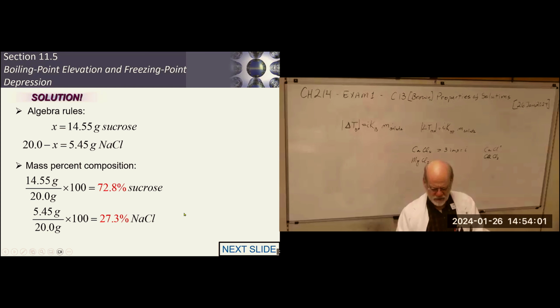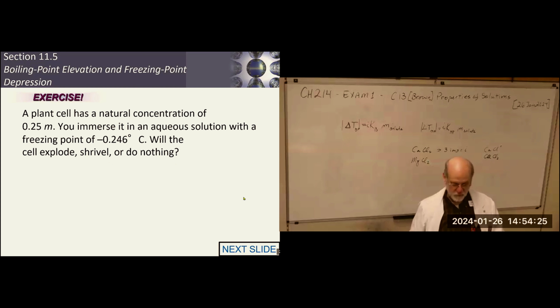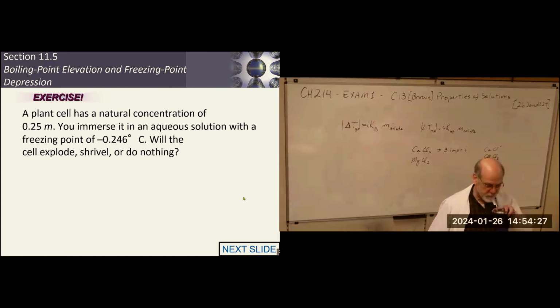But it also wanted mole fraction. So this is the mole fraction of the sucrose. Right? This is the moles of sucrose. We got the grams of sucrose, and we got the total moles. So we have to take the grams of sodium chloride and make moles out of that. And the end result is 0.3131 mole fraction of sucrose in the original mixture. We went way around the barn to get that one.